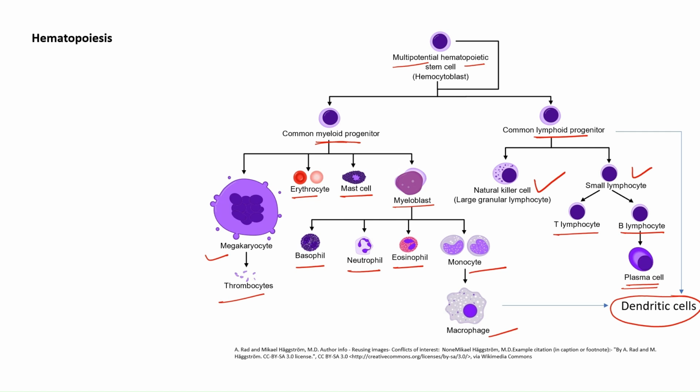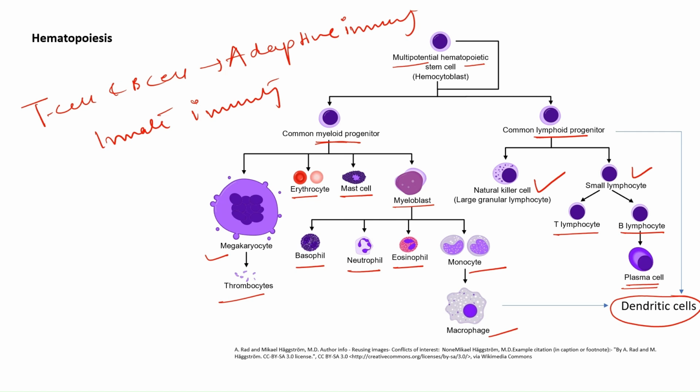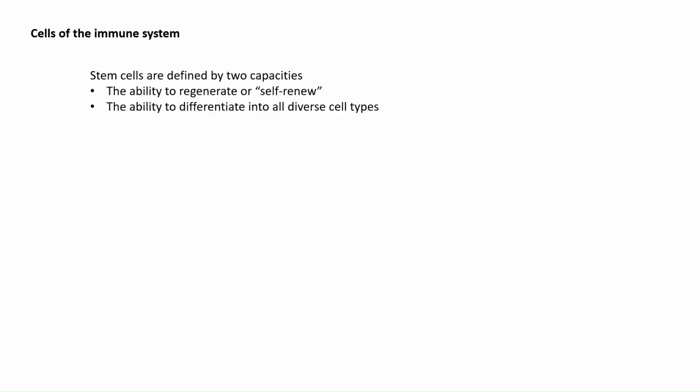Now among all these cells, the T cells and the B cells are the cells of adaptive immunity. All the other cells come under innate immunity. So the T and B cells come under adaptive immunity, and the rest all come under innate immunity. And among all the cells, the dendritic cells are formed from lymphoid as well as from myeloid progenitor.